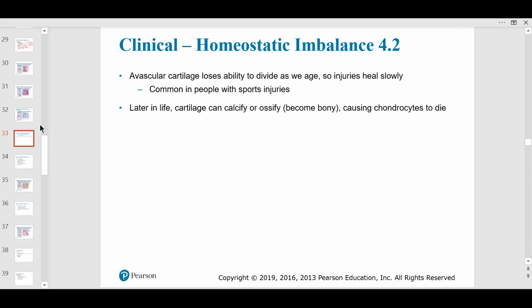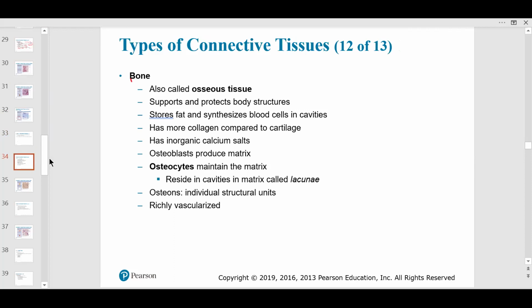Okay. So let's move on, maybe we're going to go to bone now. Bone tissue. Osseous is bone. Know the functions: protection. It has some fat storage too. The triglycerides are stored within the cavities of bone. And it has a lot of collagen. And there's always cartilage involved with bone. In fact, bone comes from cartilage. And the inorganic salts are the hard matrix, mostly calcium and phosphate too.